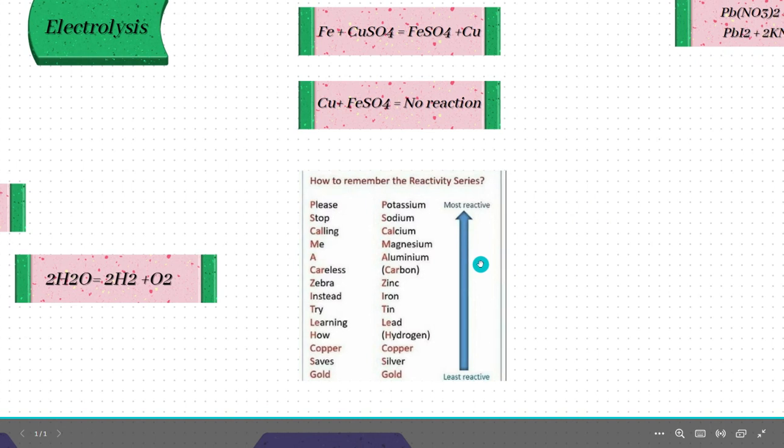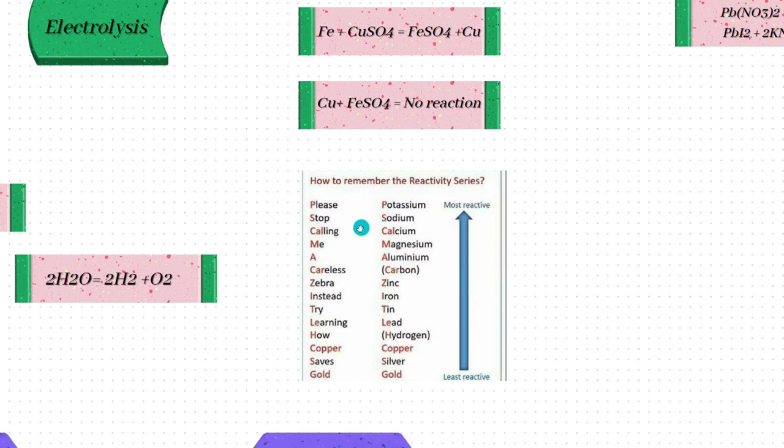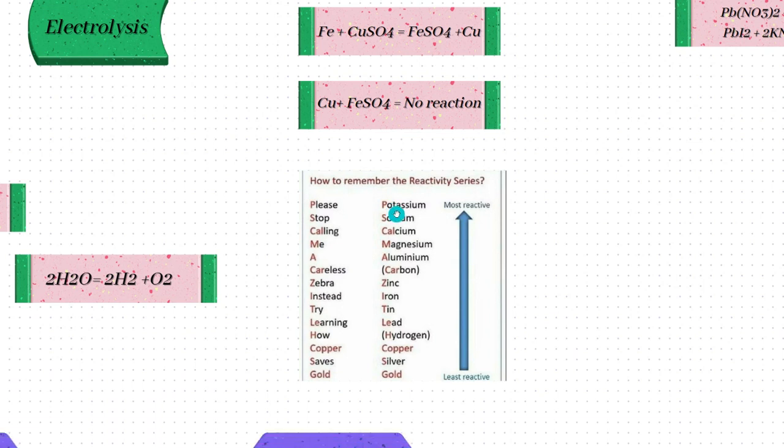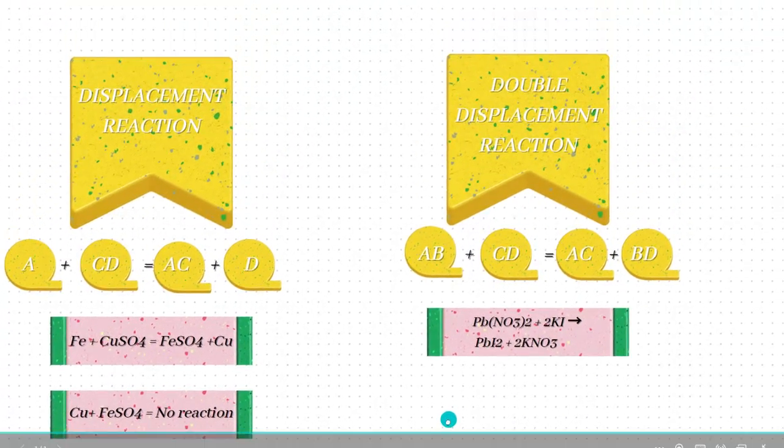I have a trick over here, that is, please stop calling me a careless zebra. Instead, try learning how copper saves gold. If you remember this acronym, you will be able to easily recollect the reactivity series. So make sure you are learning this, because without this, you won't be able to learn displacement as well as double displacement, which we are going to discuss now.